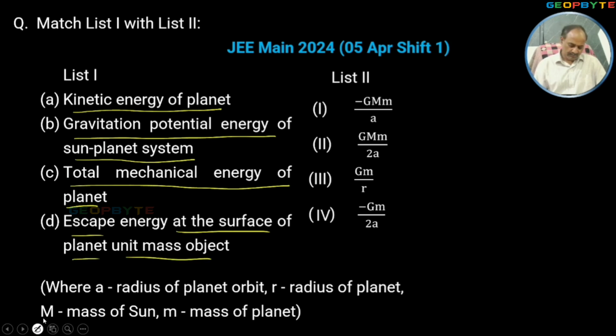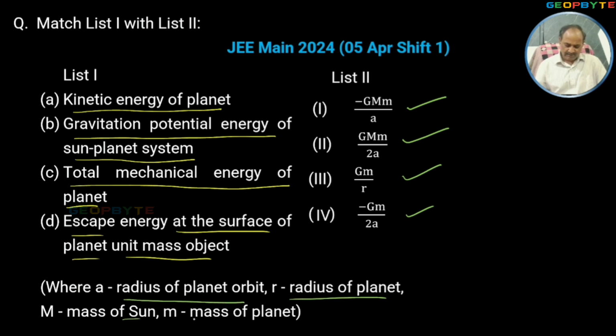Under list 2: minus GMm by a, GMm by 2a, GM by r, minus GM by 2a, where a is the radius of the planet's orbit, r is the radius of the planet, capital M is the mass of the sun, small m is the mass of the planet. Dear friends, remember here the kinetic energy of the planet is equivalent to GMm by 2a.